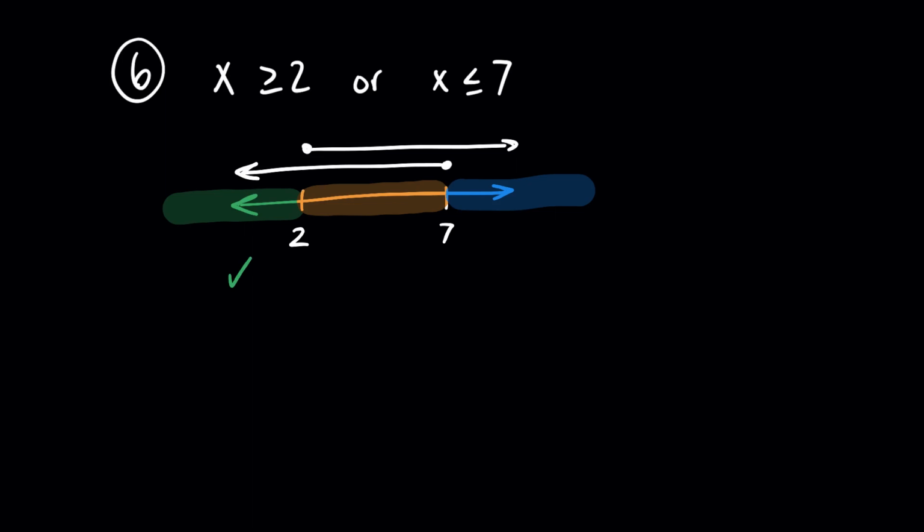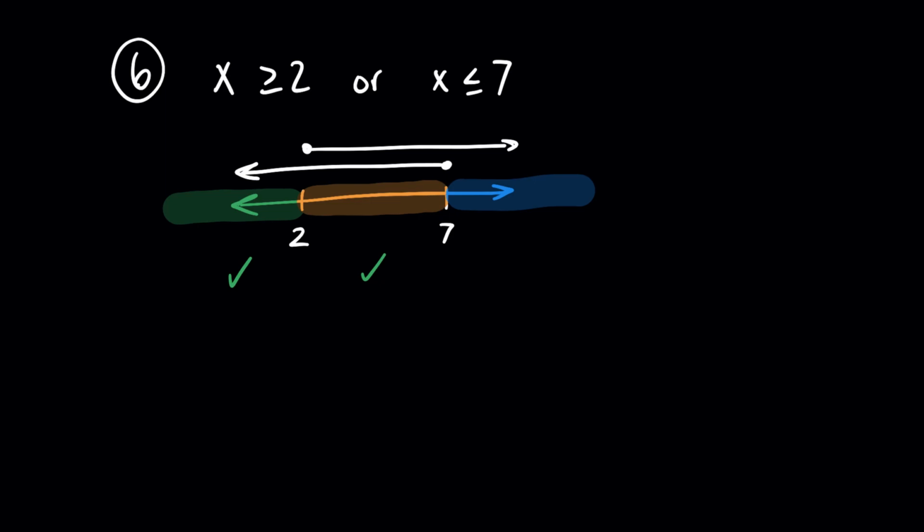How about the orange area? What if I picked, how about 4? So something right in the middle here. If we pick 4, does 4 satisfy being greater than or equal to 2? Yes. Does it satisfy being less than or equal to 7? Yes. It actually satisfies both of them. So 4 is good to go. In fact, anything in the orange zone would also be good to go.